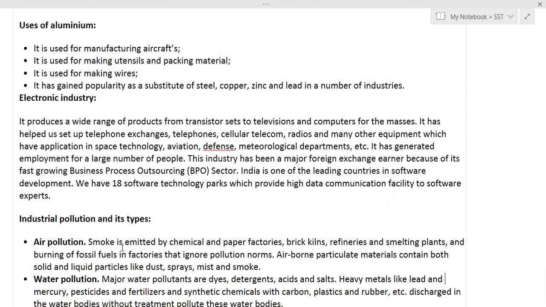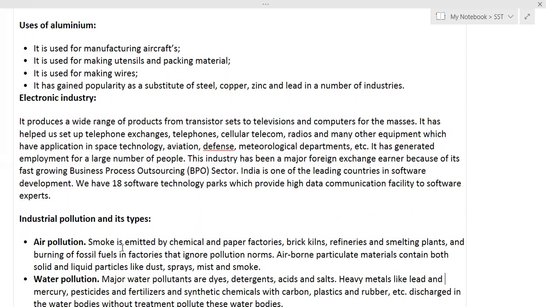It is used for making utensils and packing materials. Packing materials and all are made from aluminium. It is ductile and malleable, so it's used for making wires. It gained popularity as a substitute for steel. Substitute means if we don't have steel, then we can use aluminium instead.